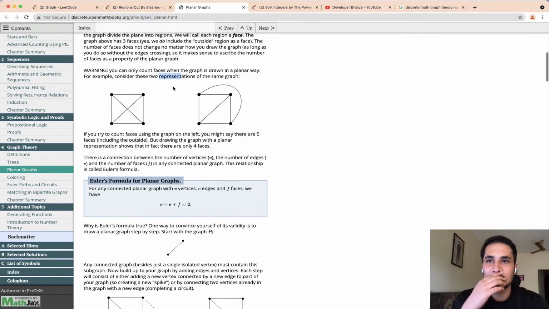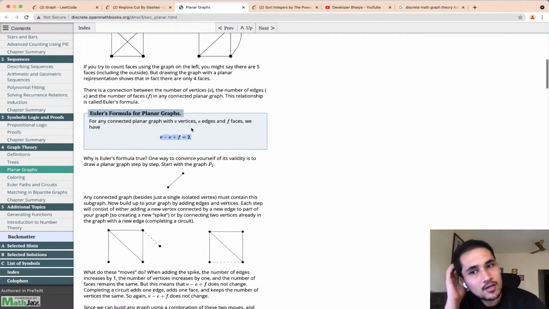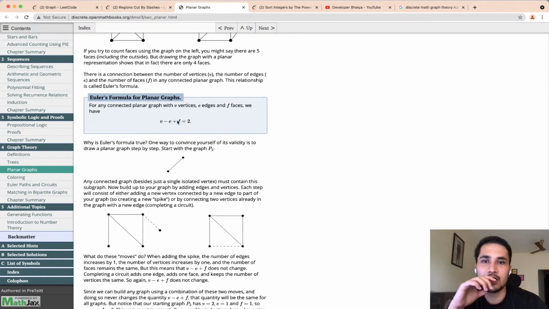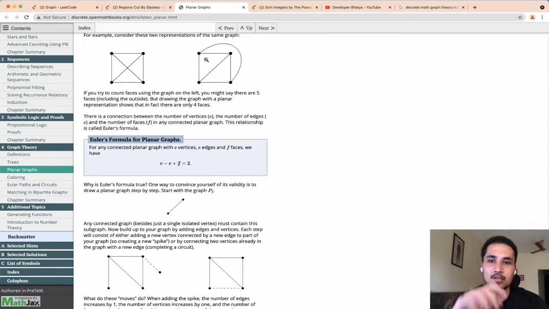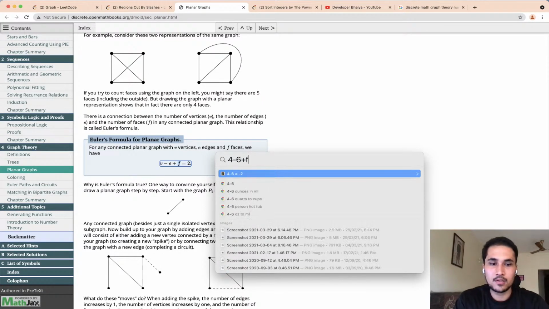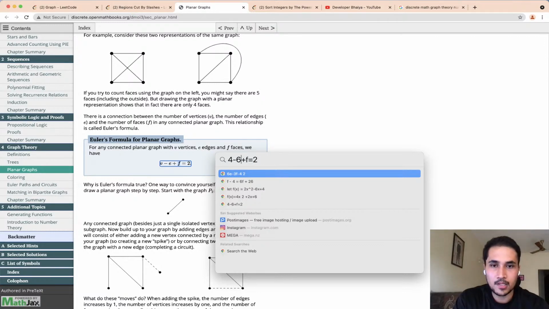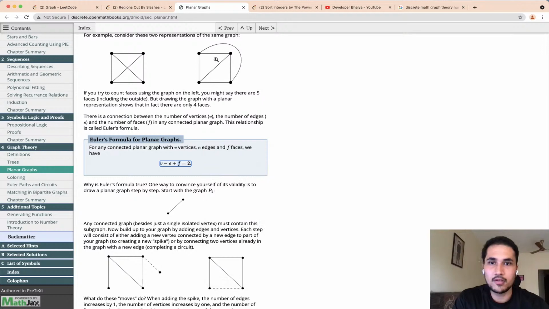Okay, so what is it saying? For any connected planar graph with v vertices, e edges, and f faces, we have v minus e plus f is 2. All right. Okay, so the number of faces is the number of regions. So let's see, in this one, we have four vertices and edges are 1, 2, 3, 4, 5, and 6. So 4 minus 6 plus f is 2, which means that this becomes minus 2, right? And then f becomes 4.